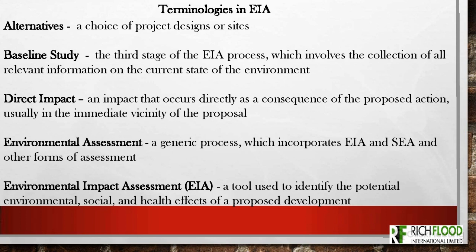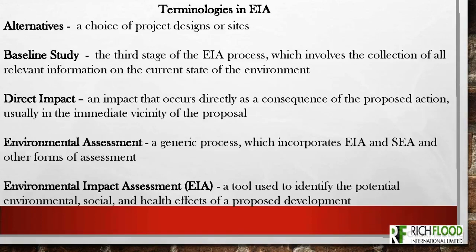Now we have direct impact. This is an impact that occurs directly as a consequence of the proposed action, usually in the immediate vicinity of the project. Within the immediate vicinity of the project, that is a direct impact. It doesn't go beyond that area where the project is situated.